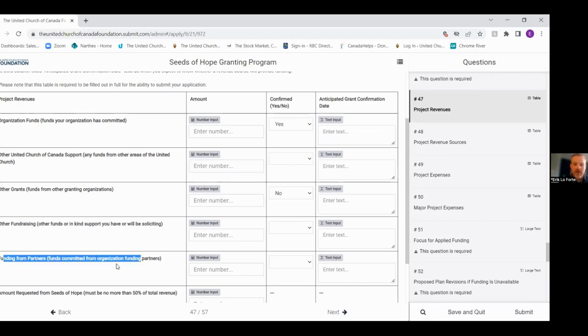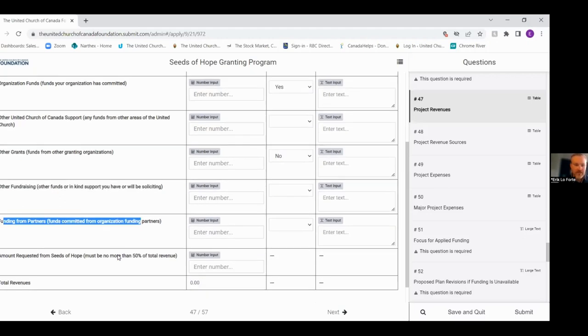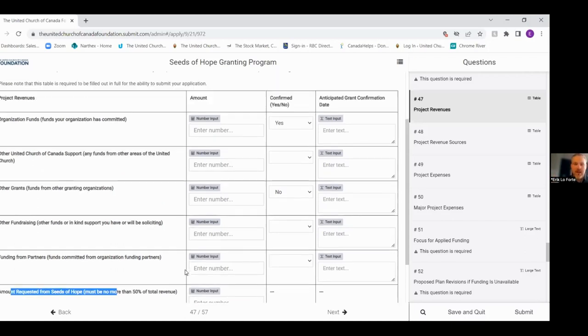Funding from partners. This would be if you have any partners, are they supplying any funding as well? So that could be, for my example, the contractor says, you know what, I'll give you $5,000 worth of my time instead of charging you the full rate. And then again, we ask you to repeat the number that you were asking from us. It will total everything at the end. Please ensure that this number matches the number from the previous question.